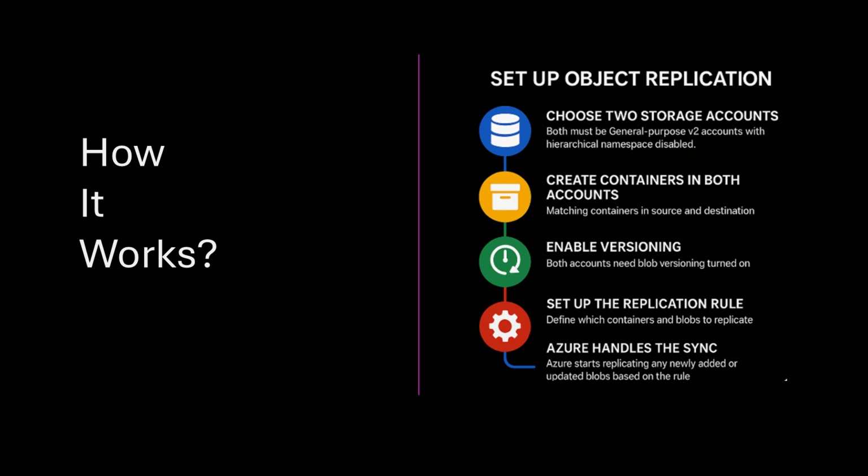Once that's in place, it's time to enable blob versioning on both accounts. This step is critical because object replication relies on versioning to track and replicate changes. Then, you will configure the replication rule. This is where you define exactly which containers and blobs should be replicated. Think of it like setting a policy for what Azure should watch and copy for you.